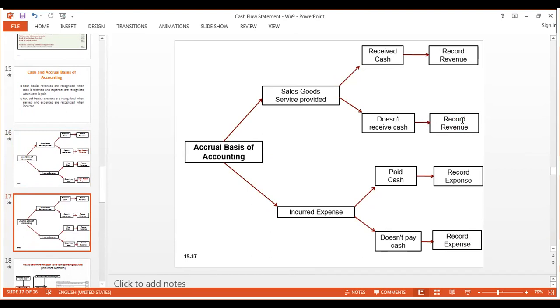Record revenue if you do not receive cash, also record revenue. Record expense if it is incurred. You paid cash or not. If you paid cash, record expense. If you do not pay cash, also record expense.